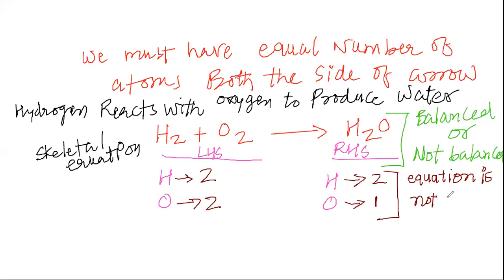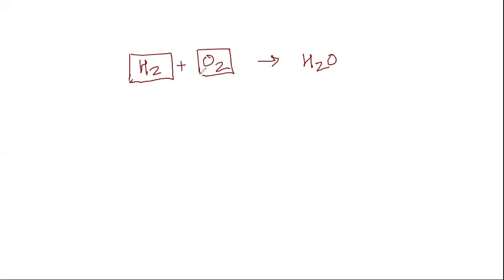The equation is not balanced. Now in such a condition, where the equation is not balanced, what should we do? First we need to write the skeletal equation. So we'll write H2 plus O2 gives H2O, and then we will put a box around each of the reactants and products. So we should put a box around all of them.